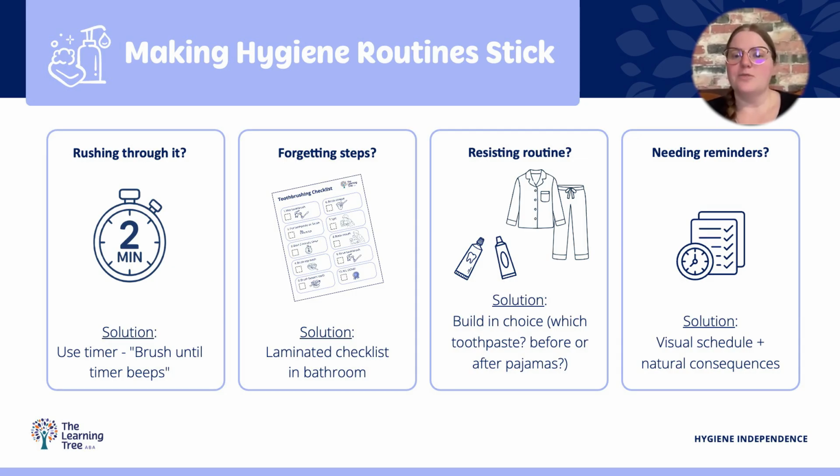If your child is resisting routine, we can start building in choices, having multiple options for toothpaste. If you want to do it before or after we put on our pajamas. If you find that your child is needing reminders, we can have a visual schedule. For example, what does our bedtime routine look like? Having that checklist of each of the things that we are doing before bed and having natural consequences. If we don't brush our teeth, then we may not get extra time reading in bed with the parents.